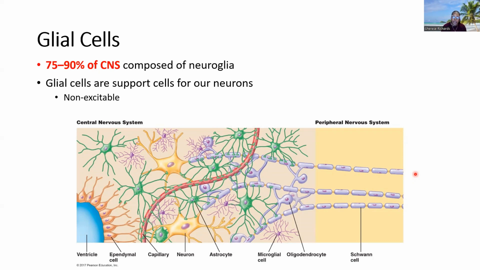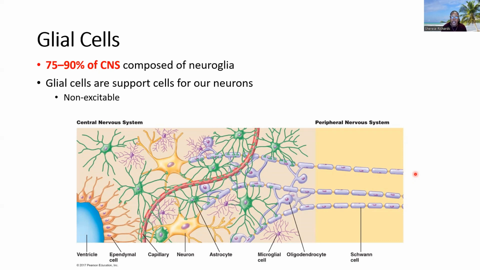Our glial cells do not have the ability to elicit action potentials. They are regular cells, they are non-excitable, and their main role is just supporting neurons. And we'll talk about the different types of examples of how that support is offered. Now, about 75 to 90% of the central nervous system is actually made of neuroglia, which is basically the supporting cells.